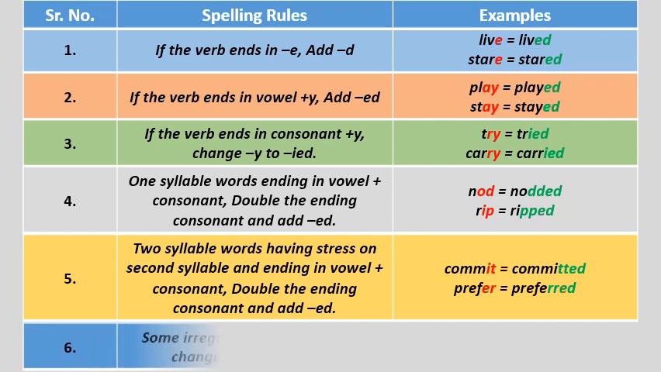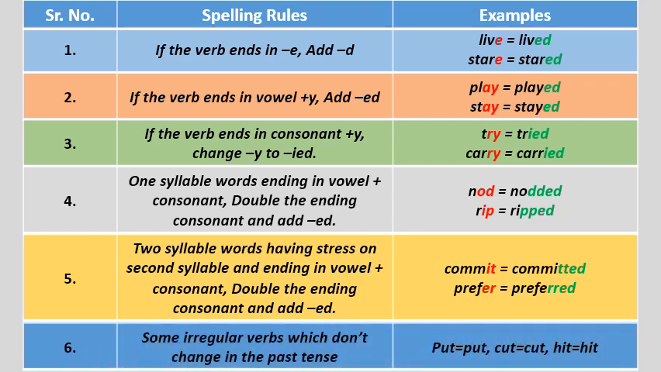Number 6. Some irregular verbs which do not change in the past tense. They remain the same. For example, put, put, cut, cut, hit, hit.